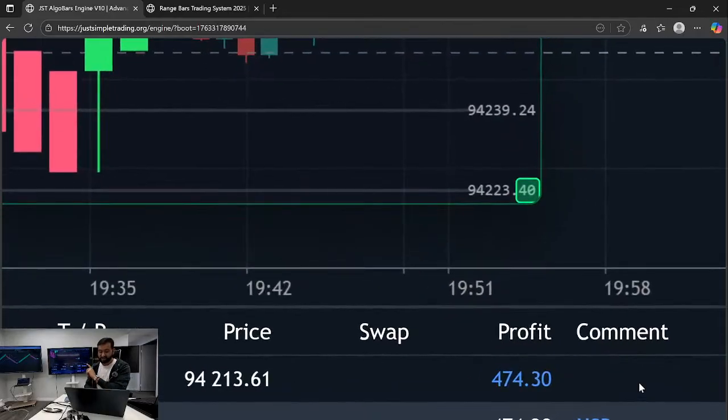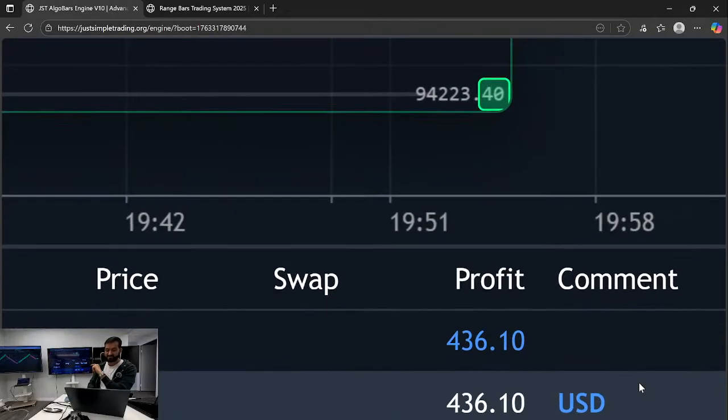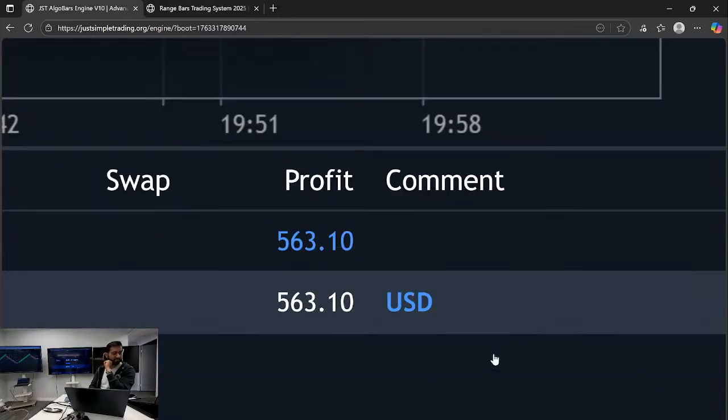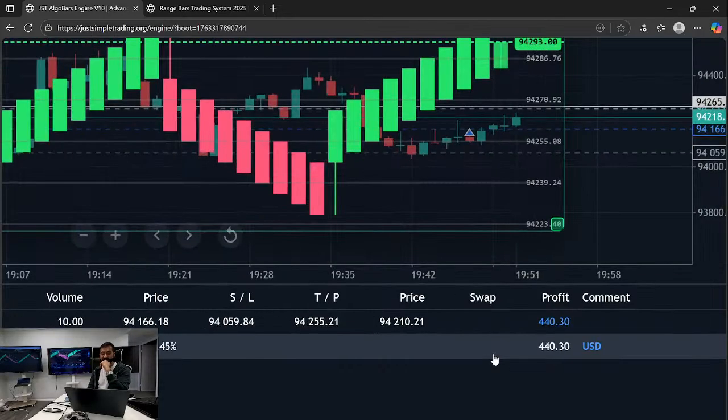So guys, there we go. We're at about $300-400 in profit right now. We just entered this trade live. You guys can see exactly why I entered, where I entered.